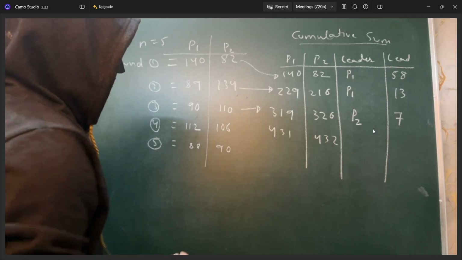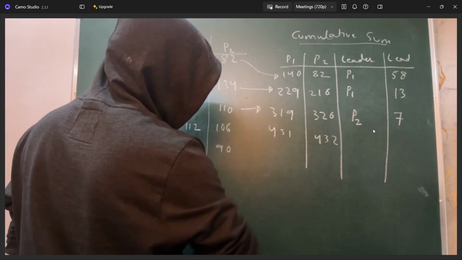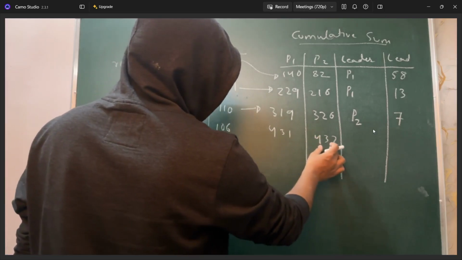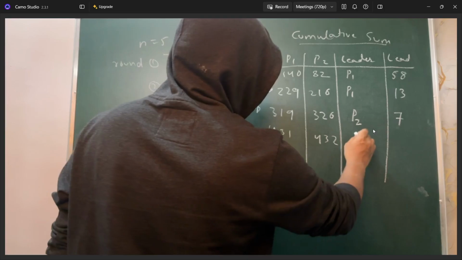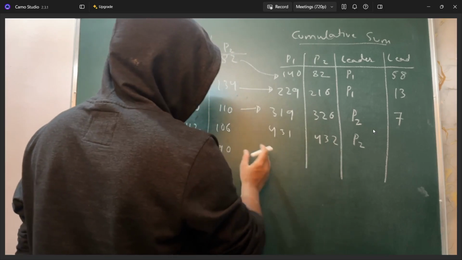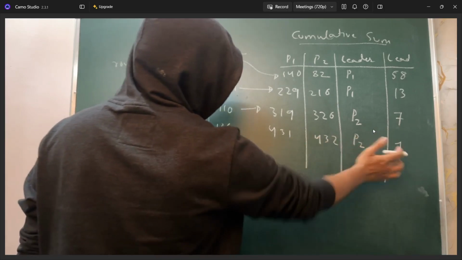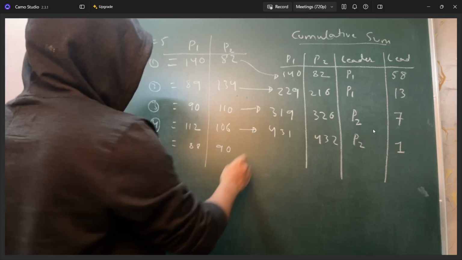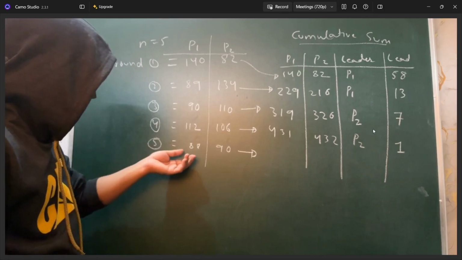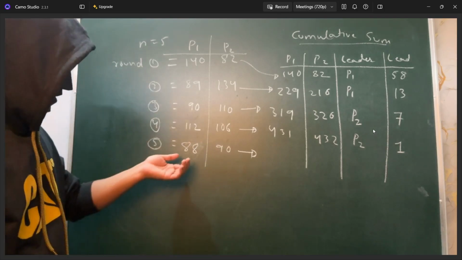So here, both scores will not be equal, because in the question they said it is not possible for both players to have the same score. There will always be a difference. So in this case 432 is again greater than 431. So player 2 is the leader, and player 2 is leading at round 4 by one point. If you do 432 minus 431, that is going to be 1. So this is the story till round 4, and we have round 5 as well, right? In round 5, player 1 has scored 88 points.